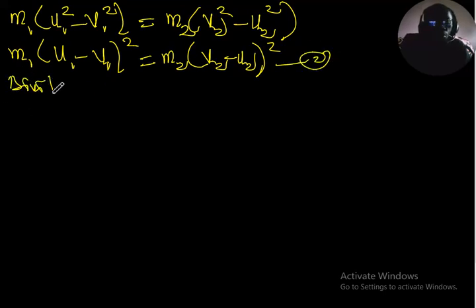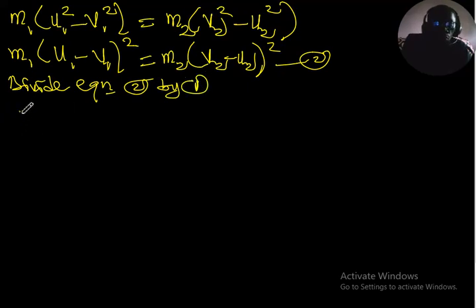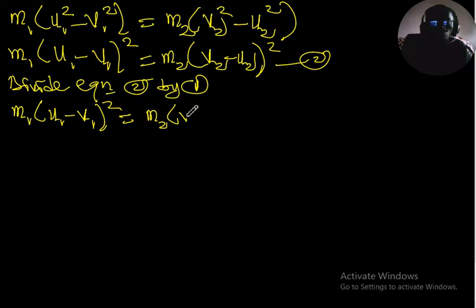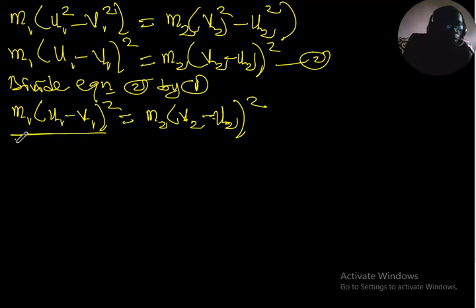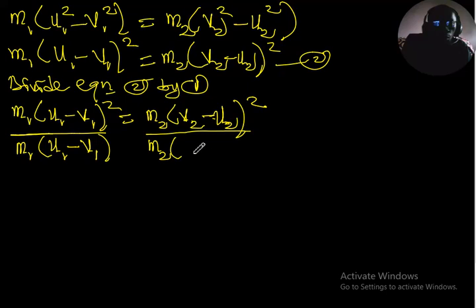So what do I need to do here? Divide equation 2 by equation 1. And what is equation 2? The last equation: m1 (u1 minus v1) squared equals m2 (v2 minus u2) squared. And what is equation 1? We'll now divide it by equation 1. Equation 1 above is m1 times (u1 minus v1), over m2 times (v2 minus u2).